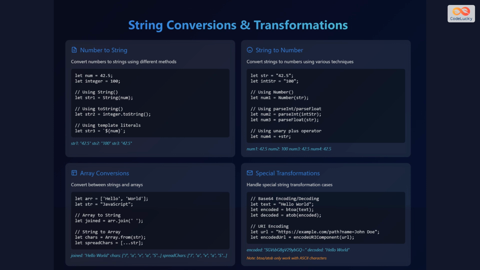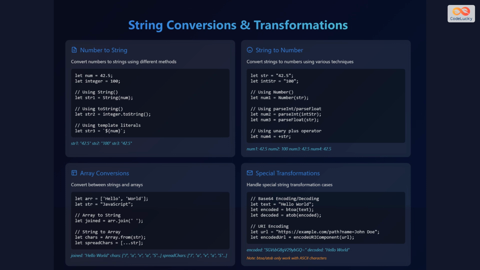Strings can be converted to numbers using various techniques. Let string = "42.5", and let intStr = "100". Using the Number method, let number1 = Number(string). Using parseInt and parseFloat, let number2 = parseInt(intStr), and let number3 = parseFloat(string). Using the unary plus operator, let number4 = +string. This results in number1 being 42.5, number2 being 100, number3 being 42.5, and number4 being 42.5.